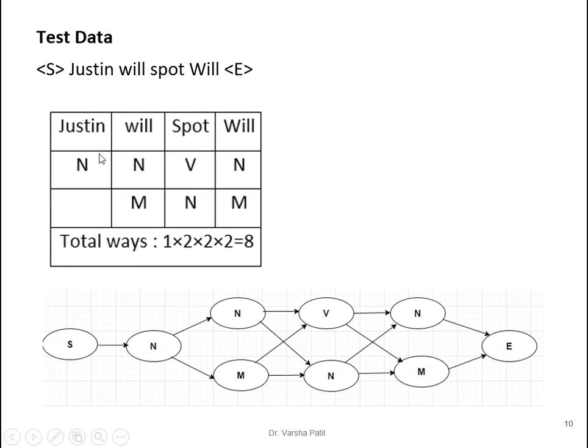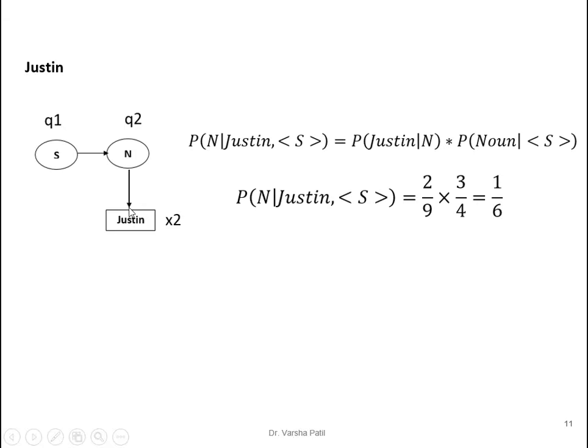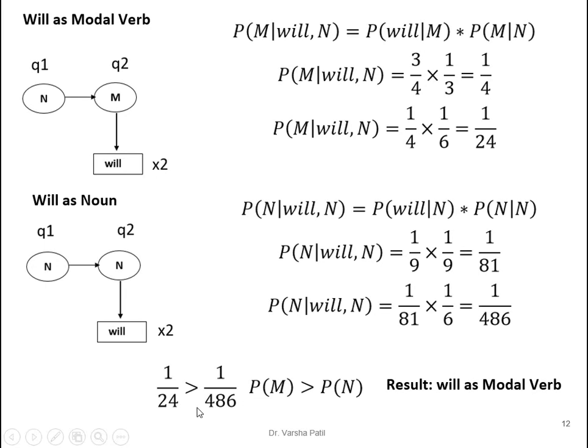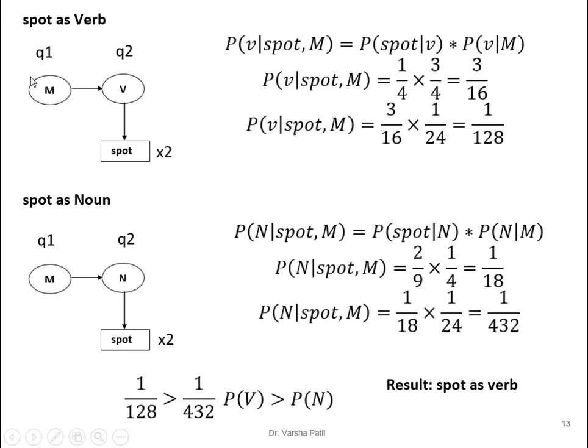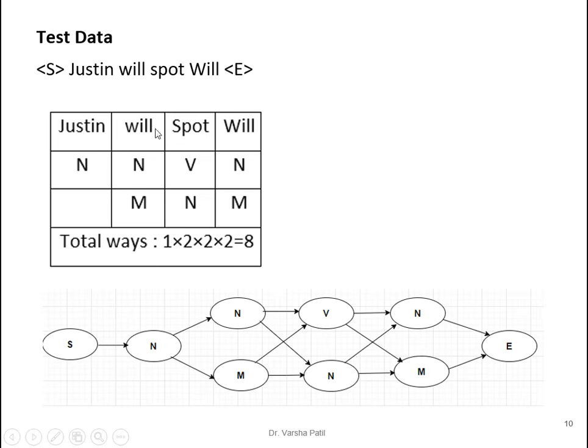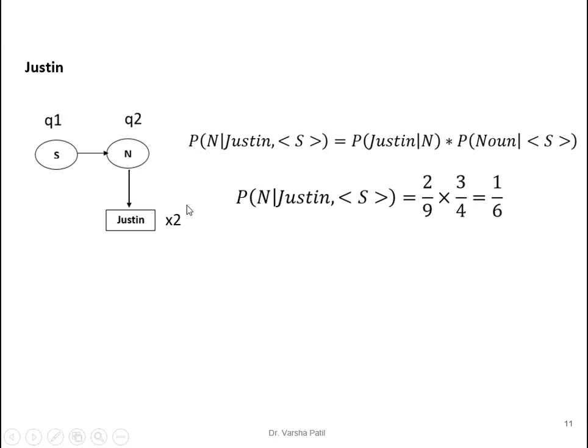So here this is will as noun and will as modal verb. Now this gets disambiguated, and here will works as a modal verb, and with the answer of 1 by 24 we are proceeding. Now the next word is spot. Here again the problem is there. But now we have disambiguated that will is a modal verb, so we are going from M to V and M to N combination.